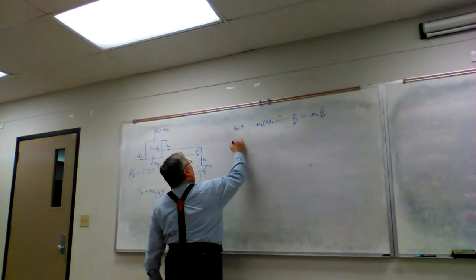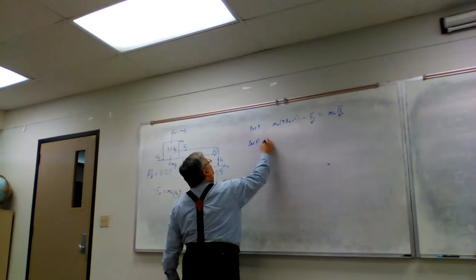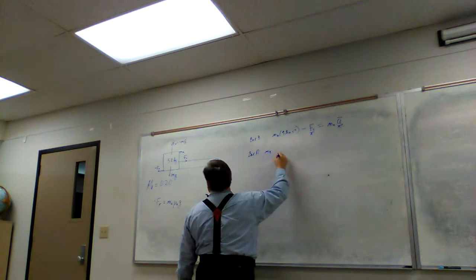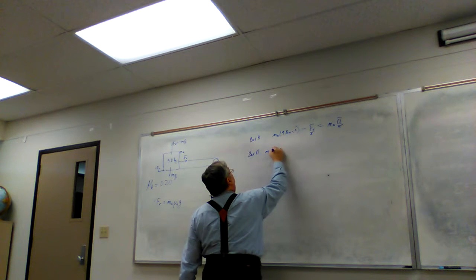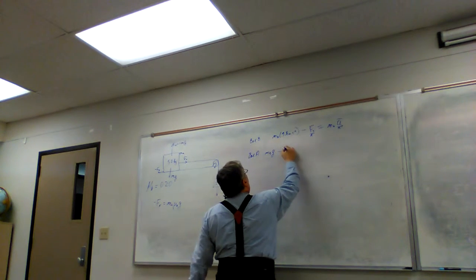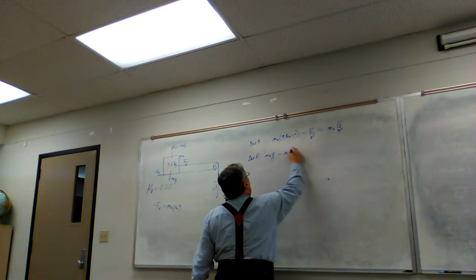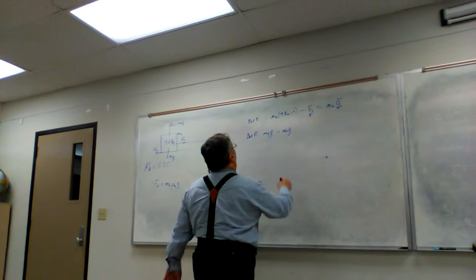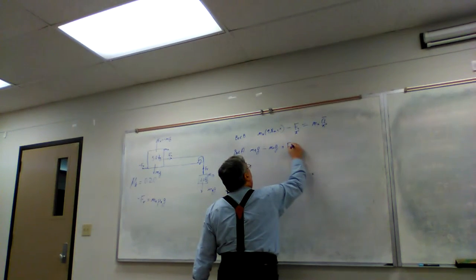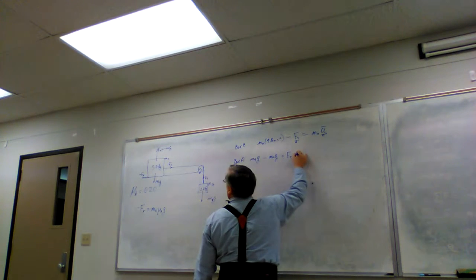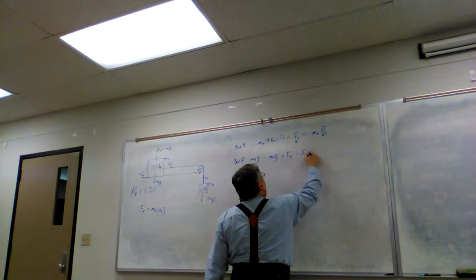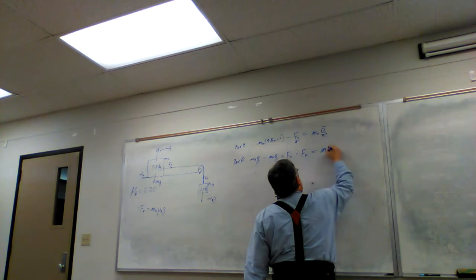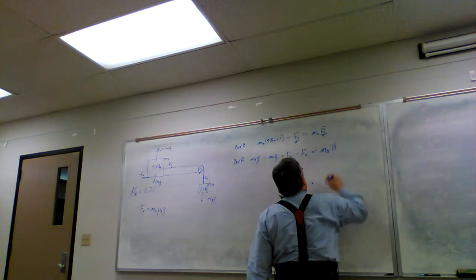So now let's look at box A. We know that the sum of the forces is mass A times gravity minus mass A times gravity, the normal force. That's the force due to gravity. That's the normal force. Plus the force due to tension in the string, minus the force due to friction. And that is equal to mass A times the net acceleration.